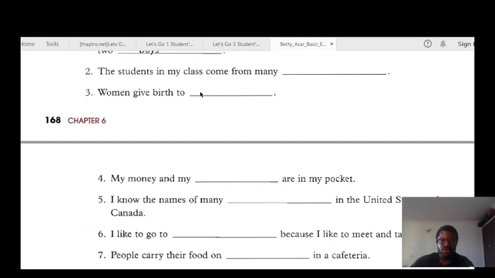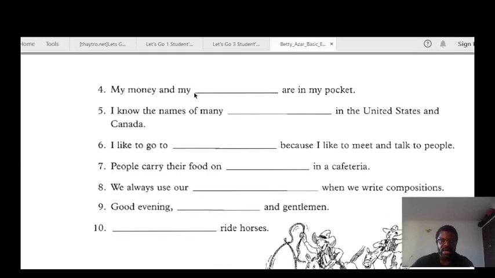Women give birth to... Then you have to find what is going to be here. To give birth is to deliver, to have a baby. They give birth to what? My money and my are in my pocket. I know the names of many in the United States and Canada. I like to go to because I like to meet and talk to people. People carry their food on in the cafeteria. We always use our when we write compositions.